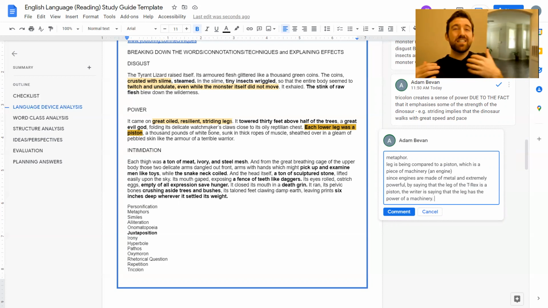So again, do you see the difference, guys? It's not just, okay, the T-Rex is powerful because its leg is a piston. That's comprehension. That's going to get you to level 2 or level 3, like I said. You must go deep into it. So the leg is powerful because, or due to the fact, or since it's being compared to a piston. A piston is a part of an engine. It's made of metal. It's extremely powerful. So comparing the leg to a machine shows that the leg is very strong.